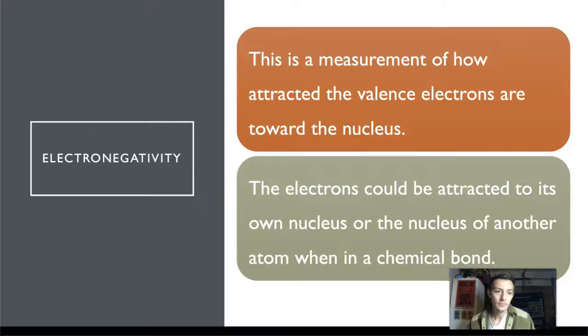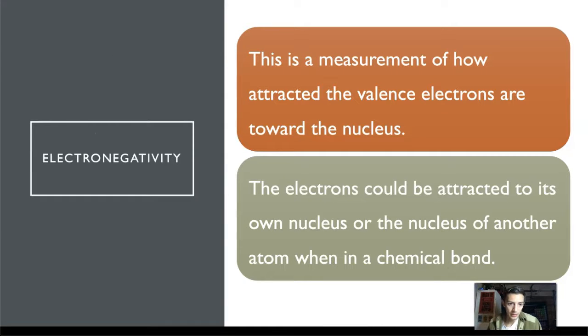The second property that we're going to go over is called electronegativity. And it's a kind of a fancy word, but you want to just think about the word electro in here. That means that we're talking about the electron. The word electron's even in there. We're talking about electrons here.